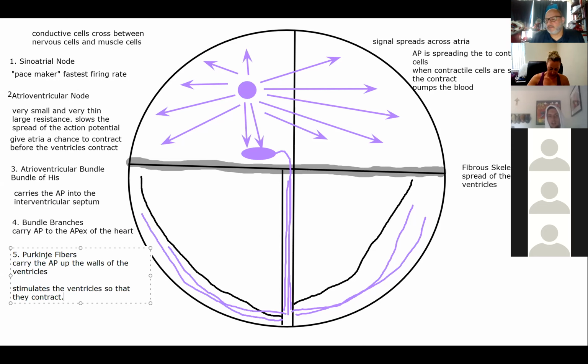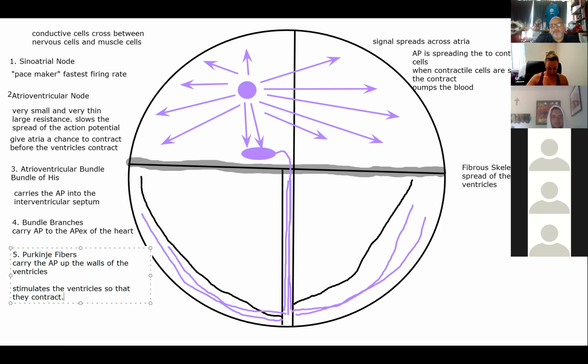So the AV node doesn't tell the ventricles to contract, it just tells the atria to contract? Well, the sinoatrial node is what tells the atria to contract. But it sends the signal to the atrioventricular node. It's the atrioventricular node who takes that signal and sends it to the ventricles. And then the bundle branches and the Purkinje fibers are the ones that then tell the ventricles to contract.